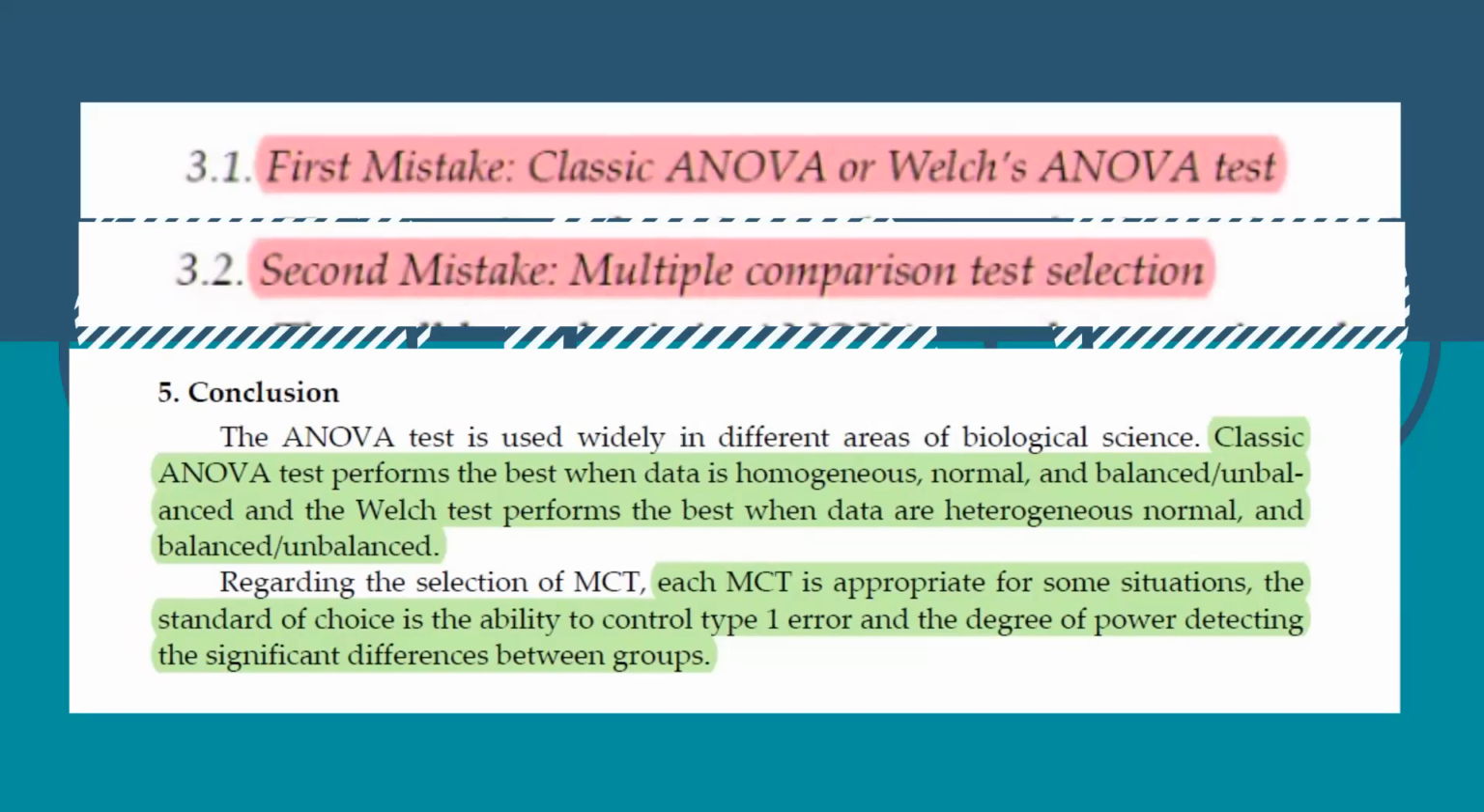So this article concludes that the classic ANOVA test should be performed when the data is homogeneous, normal, and balanced or unbalanced, and the Welch ANOVA test is to be performed when the data is heterogeneous, normal, and balanced or unbalanced. Regarding the selection of multiple comparison tests, each multiple comparison test is appropriate for some situations, and the standard of choice is the ability to control type 1 error and the degree of power in detecting significant differences between groups.